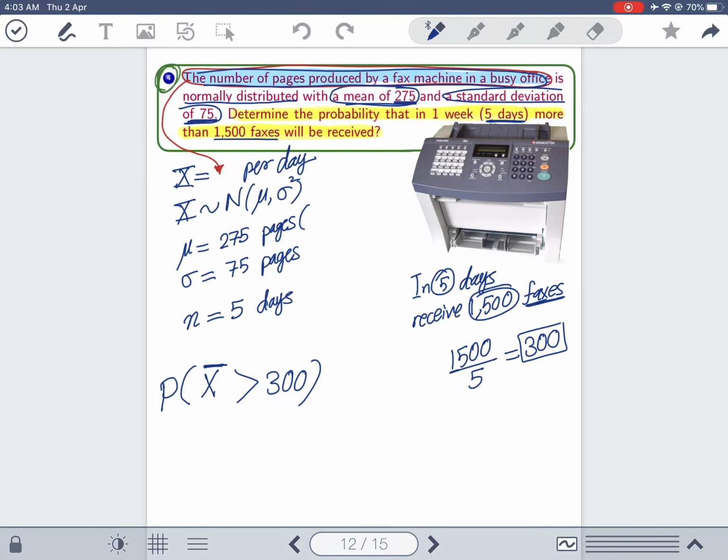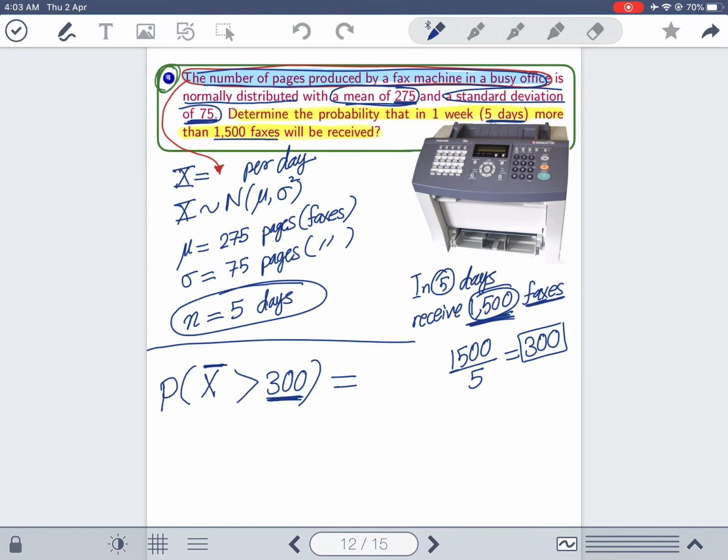Okay, so here just to remind you, this is pages or faxes, and so you just write it here also. And so that's why we put 300 here and we don't put 1,500, because our sample is days, and you want on average for each day how many from these 5 days. What's the probability that the sample mean of these 5 days will be more than 300?